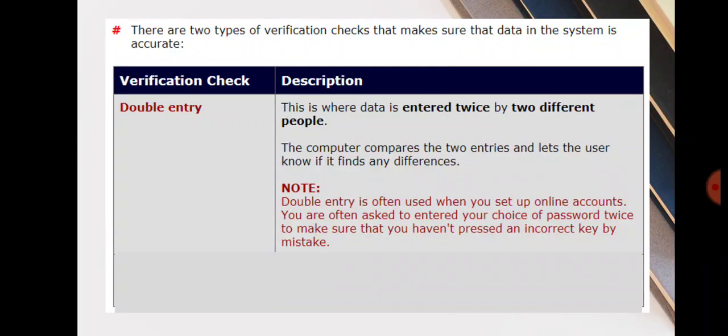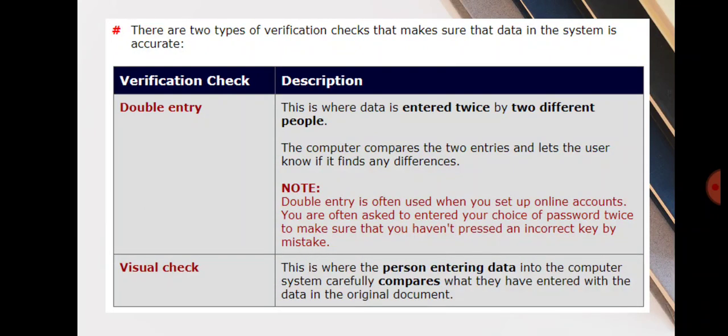Whilst this can help to identify many mistakes, it is not ideal for a large amount of data, because it could take a person a lot of time to enter the data twice. They could enter the same mistake twice, and so it wouldn't get picked up. You would end up with two copies of data if you do this kind of check on large data. So to overcome this, there is another check, that is visual check.